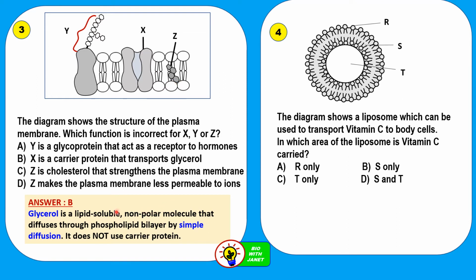So the answer is B, because glycerol is a non-polar molecule that diffuses through the phospholipid bilayer this way, through simple diffusion. And it does not use a carrier protein.